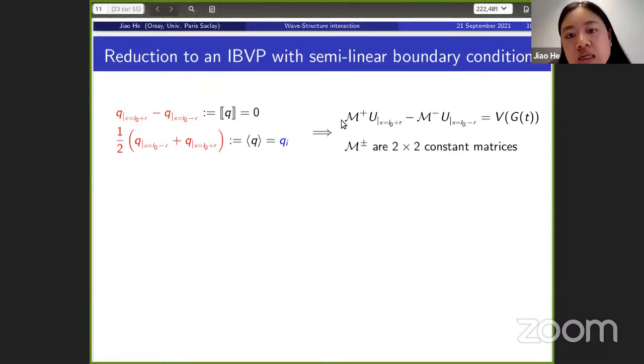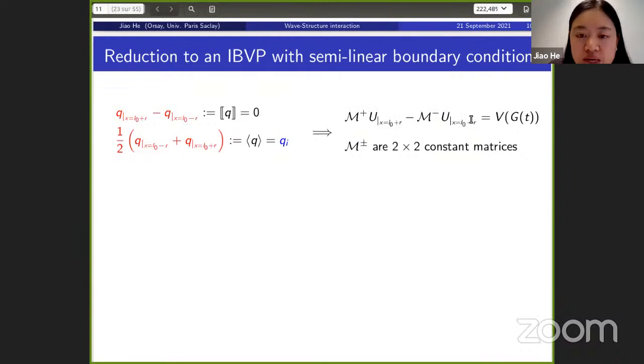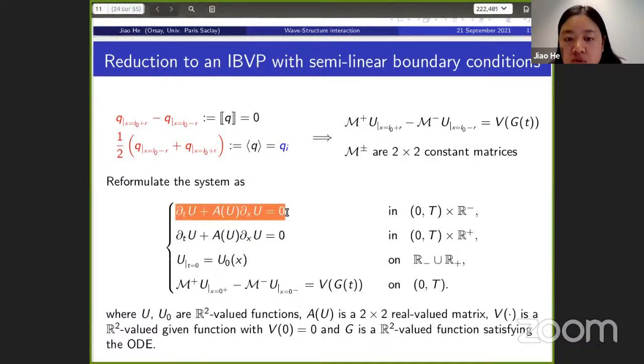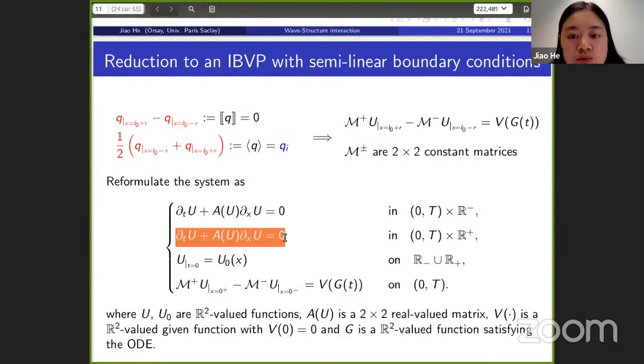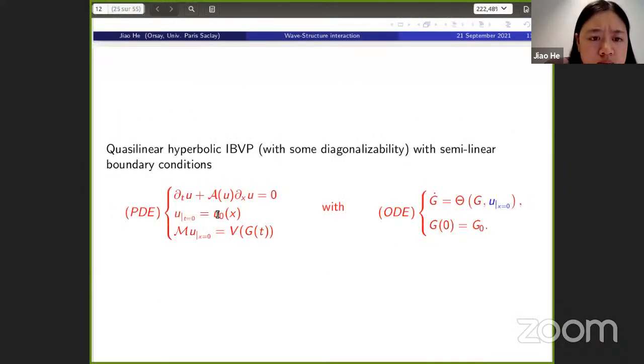We can rewrite it in a compact form, like this, where M is a constant matrix. If we rewrite the system, it's like this. This is the equation in the left domain, and the second is the equation in the right domain. And we have the initial condition and also the boundary conditions. So we derive the quasi-linear hyperbolic initial boundary value problems with the semi-linear boundary conditions, and then we will give in the following a local well-posedness result of this model.